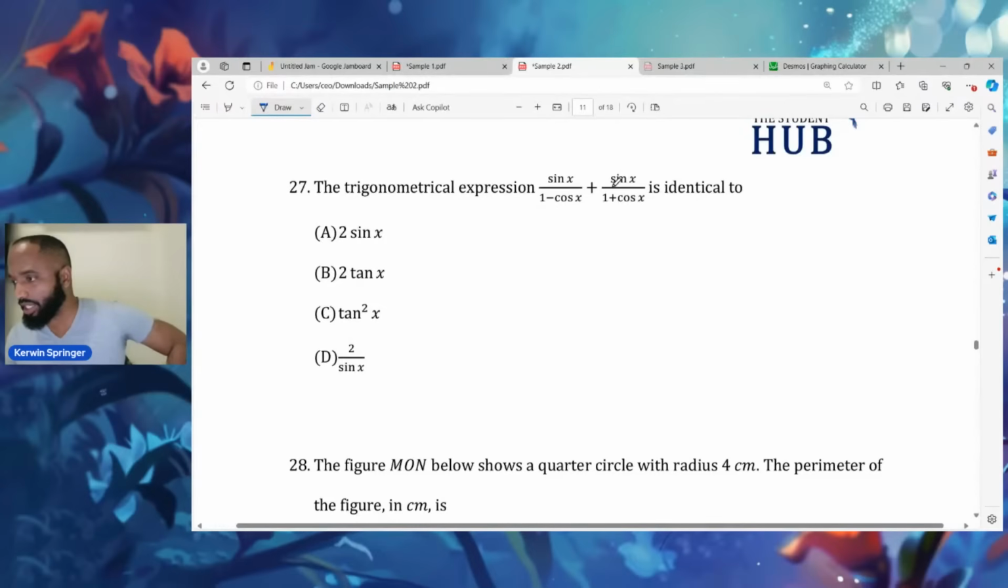Trigonometric expression, sin x, we did this already. No, we did one similar to this. You're going to end up with 1 minus cos squared x here. This is the most popular. We get D. I think we get D. The sin x terms cancel out, we get D.